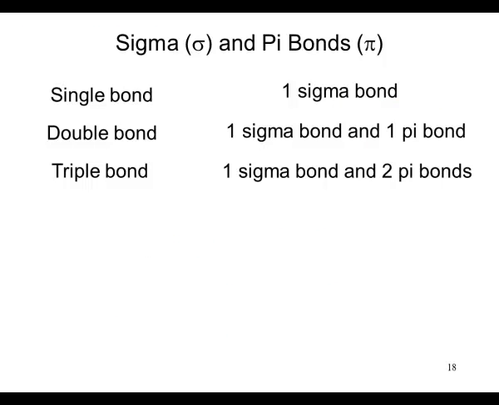So the single bond is a sigma bond, the double bond is 1 sigma and 1 pi, and the triple bond is 1 sigma and 2 pi bonds.